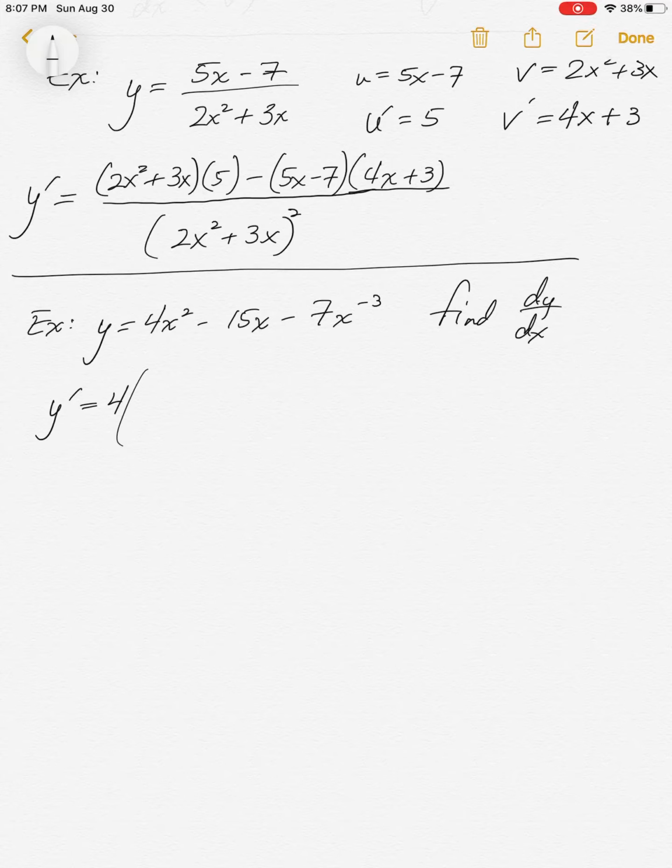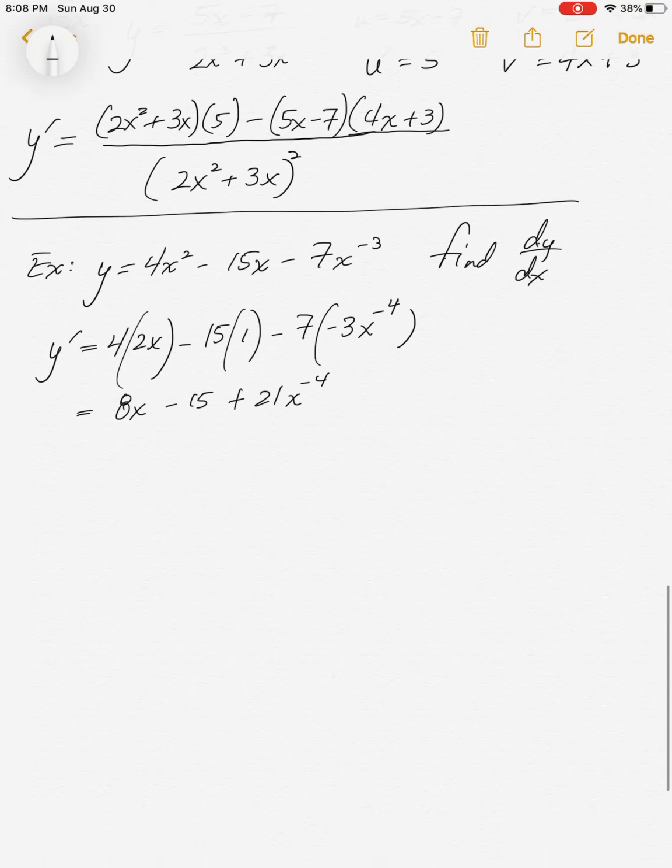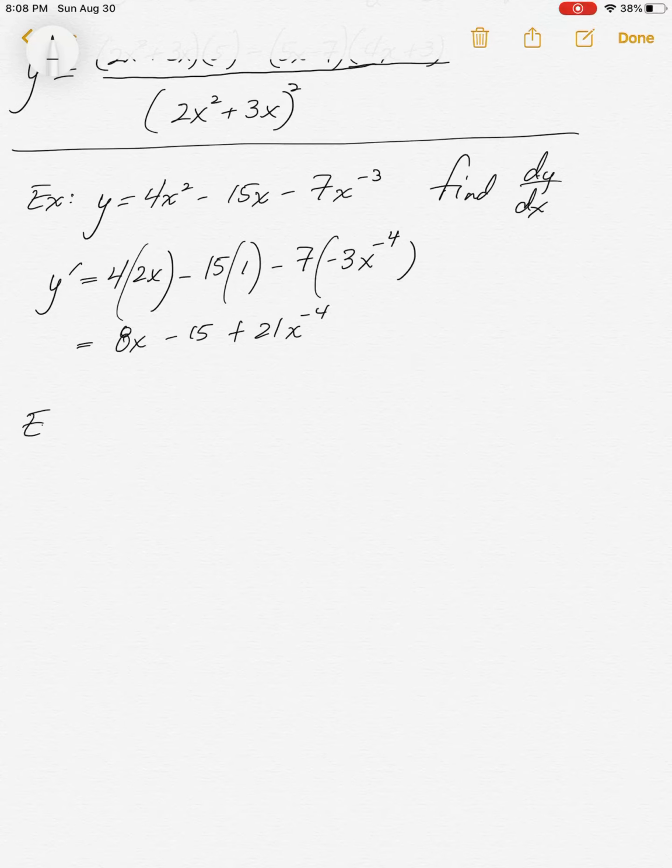Applying the power rule. We have the 4 right there. Go to the variable times 2x. Minus 15. Go to the variable times 1. Minus 7. Go to the variable. Apply the power rule on the variable. It's negative 3. X to the negative 4. Don't get caught up. Negatives keep decreasing, okay? Simplified, you have 8x minus 15 plus 21 x to the negative 4. All right?